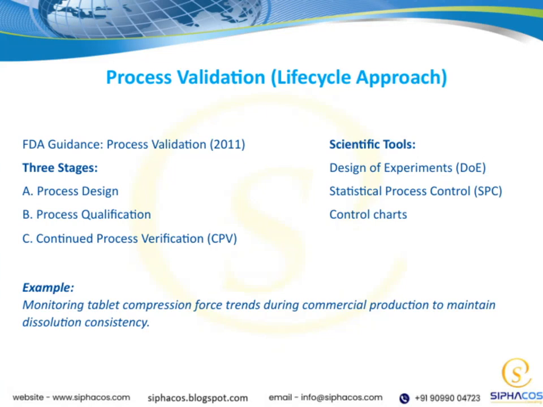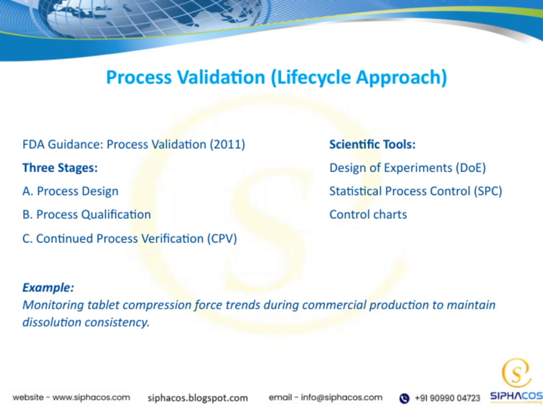Let's take a closer look at how we monitor and control tablet compression forces during commercial production to ensure consistent dissolution. This is a critical aspect of maintaining product quality, and we use a variety of scientific tools for this purpose. Design of experiments, or DOE, helps us understand how different variables impact our process, so we can optimize it effectively. Statistical process control, or SPC, allows us to monitor process performance over time and identify any deviations early. Control charts are a key part of SPC. They help visualize data trends and signal when something is out of control.